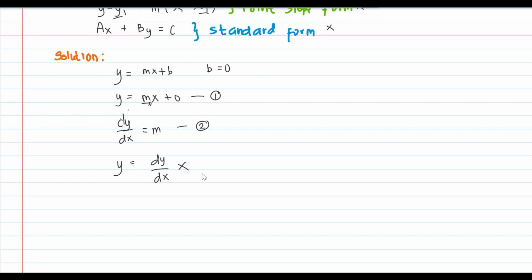To simplify this further, what we must do is multiply both sides by dx. Therefore, this is y dx, and we transpose this to the other side. Therefore, we get negative x dy equals 0. And there you have it. That would be the final answer for this particular problem because the arbitrary constant was already eliminated from the equation.